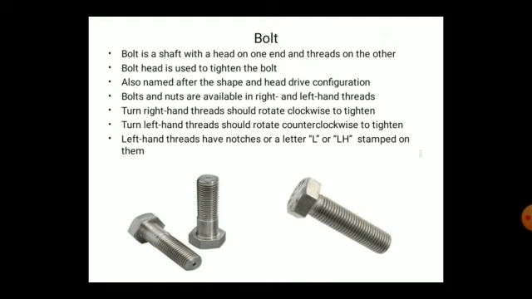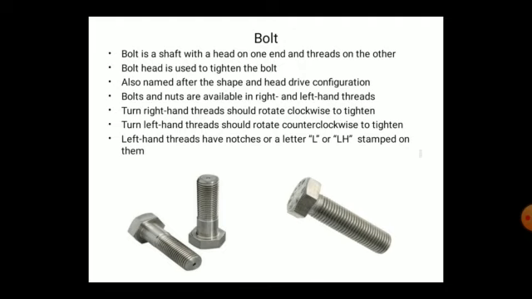Some bolt heads have the size name written on them. Also some letters are given, for example a capital L, LH is stamped on them, or some notches are there. With the help of notches or some symbolic representation you can identify that these are left handed threads. And if nothing is written, you can simply say that these are right hand threads. So this is all about left hand and right hand.